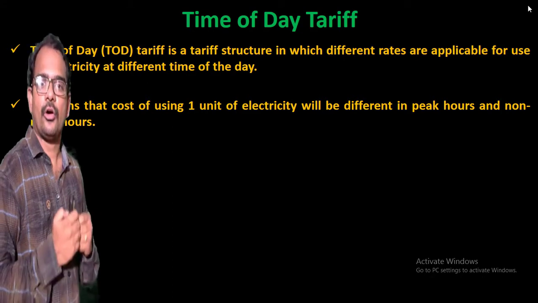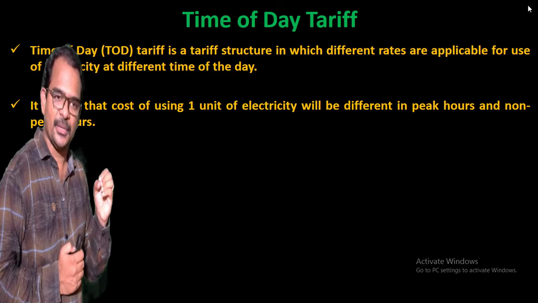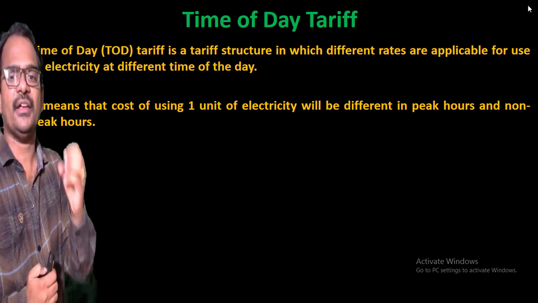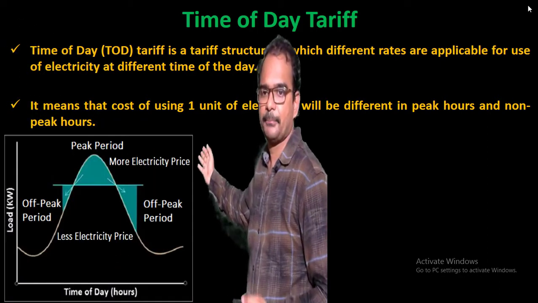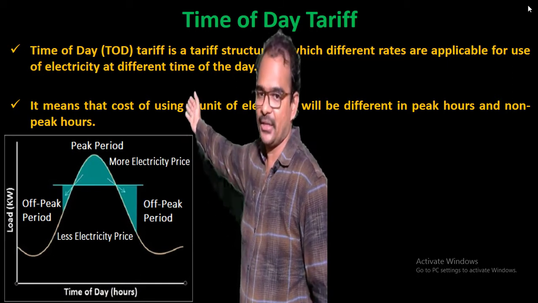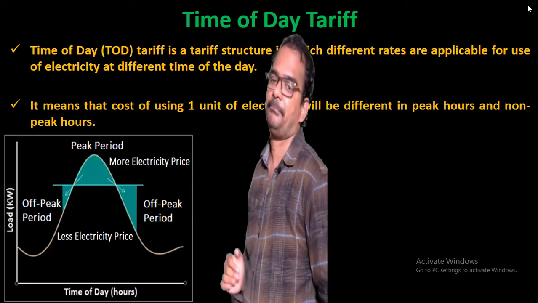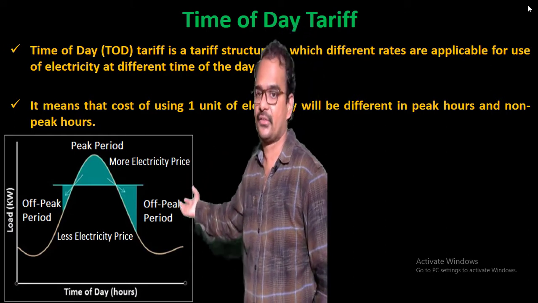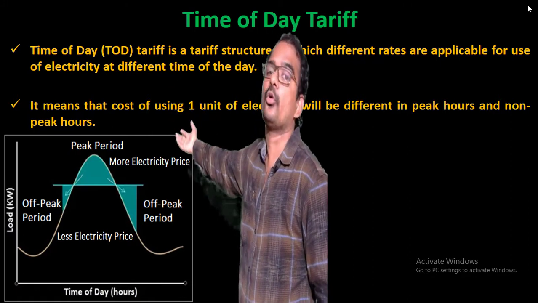That is, the cost of 1 unit of electricity will be different during peak periods as well as during non-peak periods. So during peak period you will have one cost, and during non-peak period you will have some other cost. You can see it here. The cost of electricity will be more during the peak period, whereas the cost of electricity is less during the off-peak period. If you use more electricity during the off-peak period, the electricity price is less. If you use more electricity during the peak period, the electricity price is more per kilowatt hour.